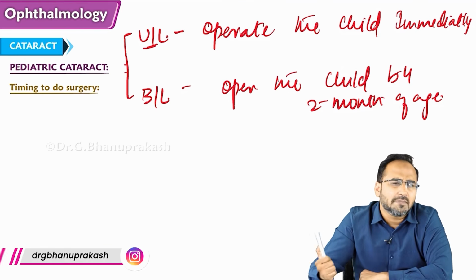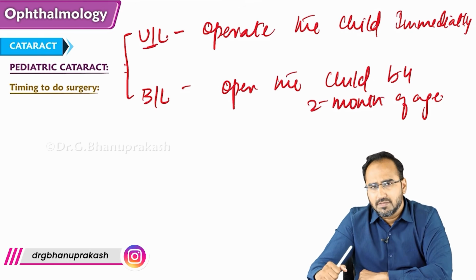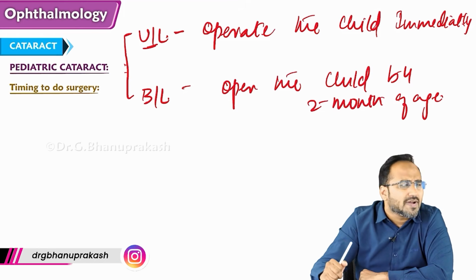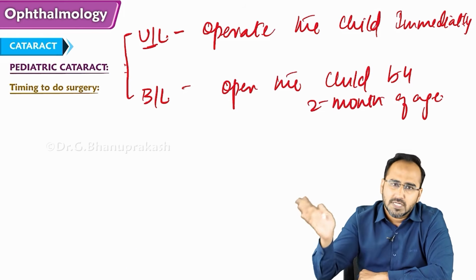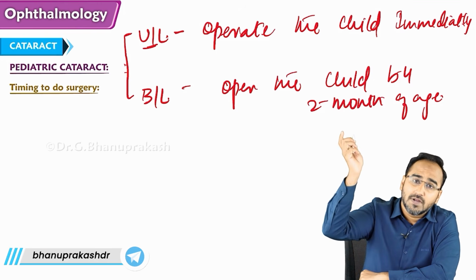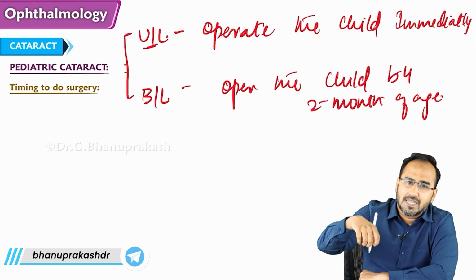If the child has bilateral congenital cataract, you can take some time. Why? Because both eyes will not develop foveal fixation. There is no risk of amblyopia. But before 2 to 4 months, you have to operate on the child. Why? Because he has to learn the habit of foveal fixation. Yes or no?